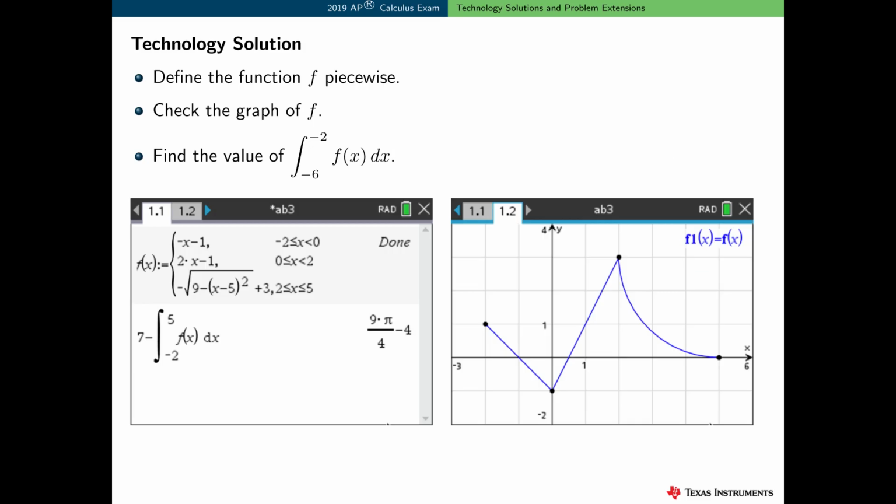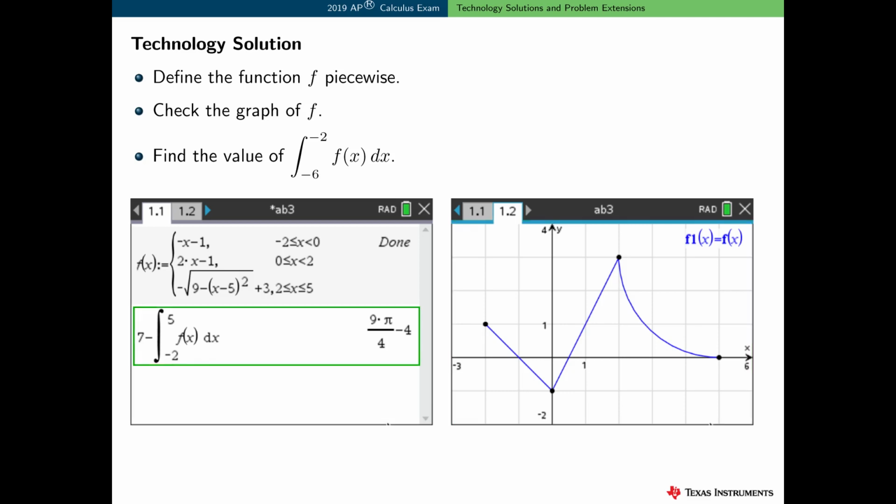Here's an example of how we might use technology to solve this problem. On the TI-Nspire, first define the function f piecewise. Now, in order to do this, we need to find the equations of two lines and the equation for the quarter circle. Just to confirm my definition of f, here's a graph of the function. And this graph agrees with the one given in the free response question, thank goodness.